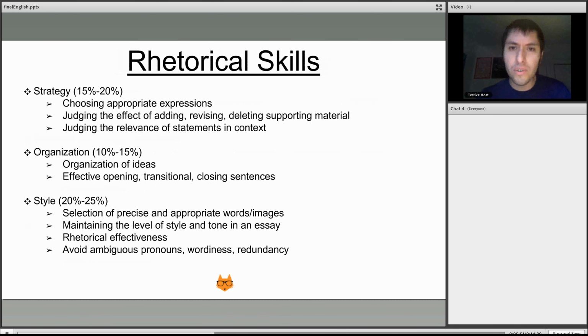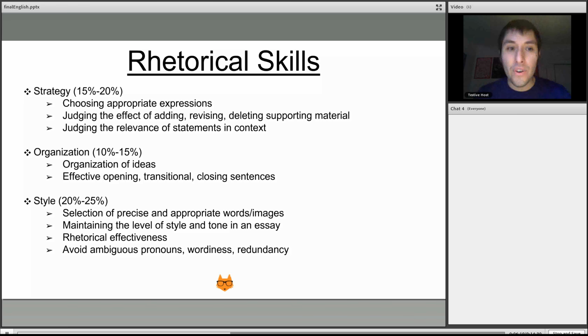Now, rhetorical skills. So rhetorical skills is itself divided into three subcategories, and these they tell us are strategies. 15% to 20% of the test questions are going to be strategy questions, and this has to do with choosing the appropriate expression, judging the effect of adding, revising, or deleting supporting material, judging the relevance of statements in the context they're provided. Organization is going to make 10 to 15% of this, and it's organization of ideas.